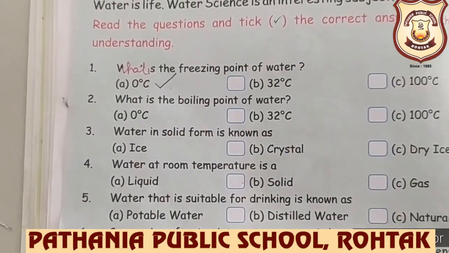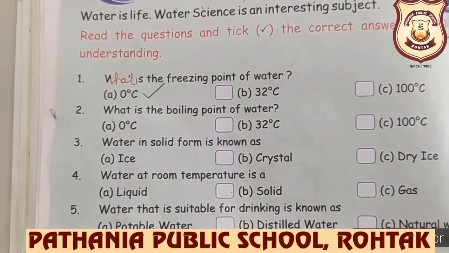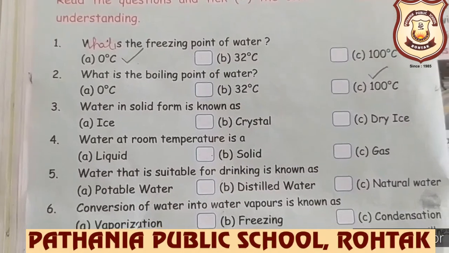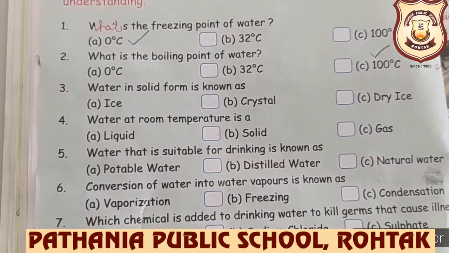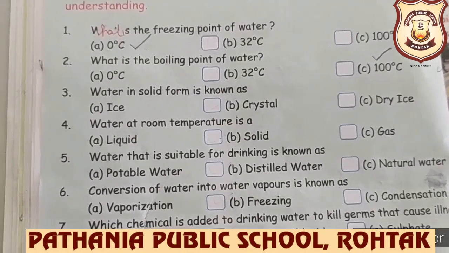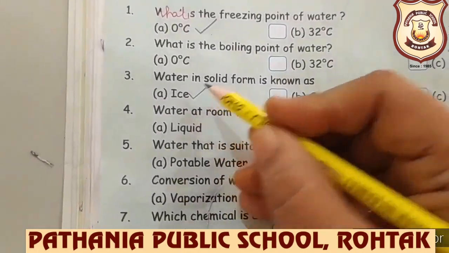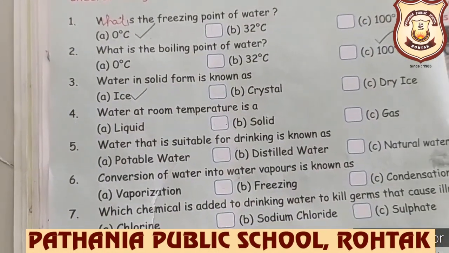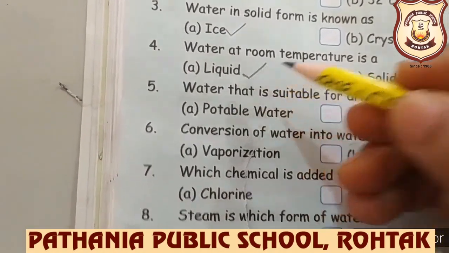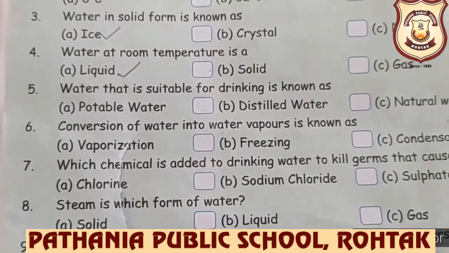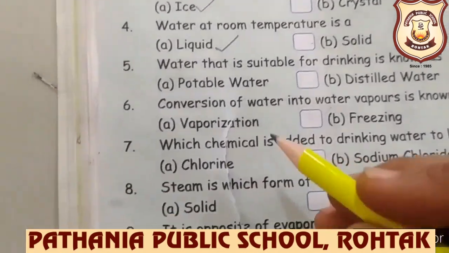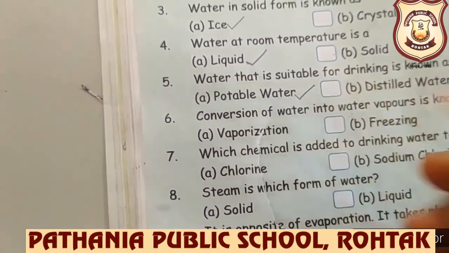What is the boiling point? At which point does water boil? That is 100 degree Celsius. Water in solid form is known as... Water's solid form, you can see in your refrigerators also, that is ice. Water at room temperature is a liquid. Water that is suitable for drinking is known as potable water. That is potable water.